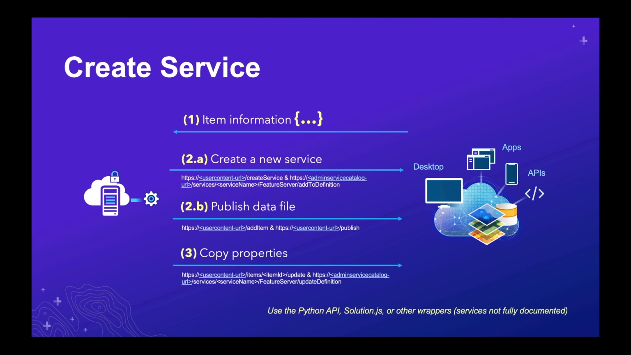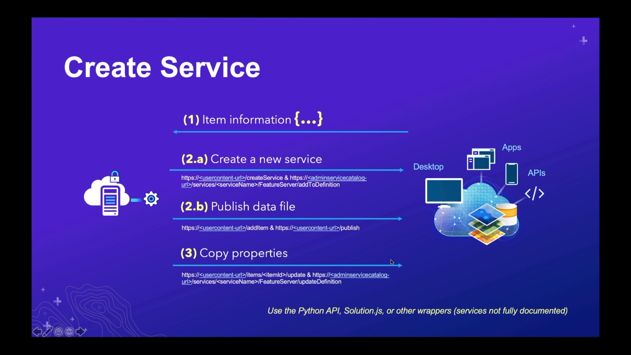And you can do that in two ways. One is you actually just create an empty service. And then the other is you publish a data file. So you upload a file into ArcGIS Online and then call publish on that file to turn it into a service. That's what I did when I was uploading that CSV. I added the CSV to ArcGIS Online and then called publish, and now it's available as this nicely configured service through the GUI. You can do the same thing through the REST APIs.